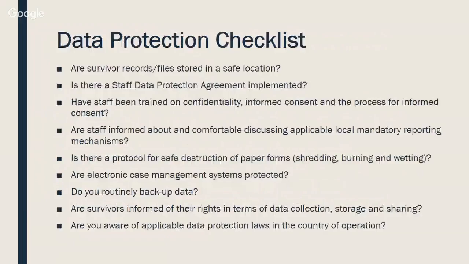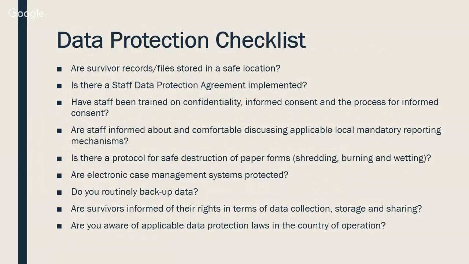So let's go through some of the data protection checklist questions together. Several tools might be of use to you in your programming. One of the first questions you might ask yourself is, are survivor records and files stored in a safe location? Is access limited to authorized staff? Are offices in locations where doors can be locked and filing cabinets can be locked and computers can be protected? Are electronic devices with survivor information locked in a safe location? This includes laptops, external hard drives, or flash drives. Are computers, laptops, or programs storing information protected?